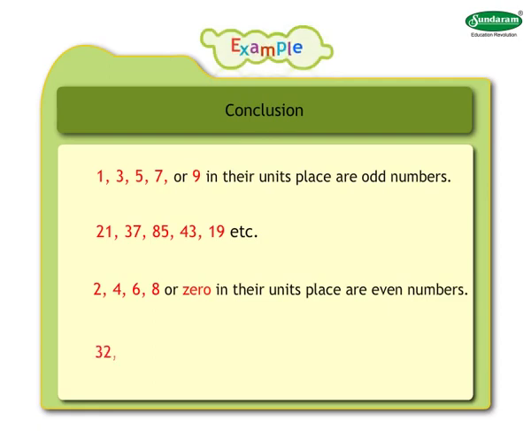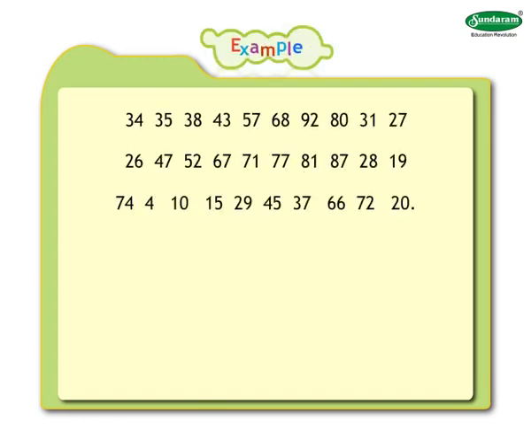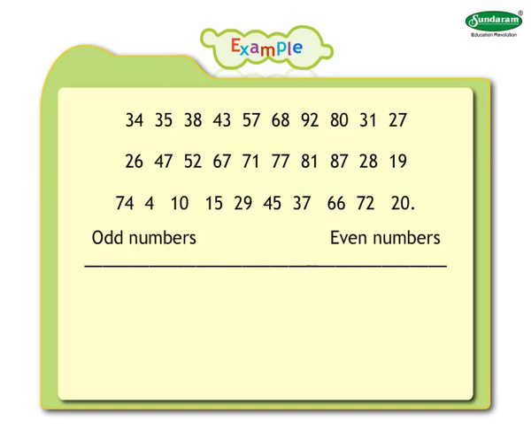Example: 32, 44, 96, 48, 100, etc. Based on the above fact, let us separate the given numbers into odd and even numbers. Let us make two columns, one of odd numbers and the other of even numbers. Check the units place digit of each number.